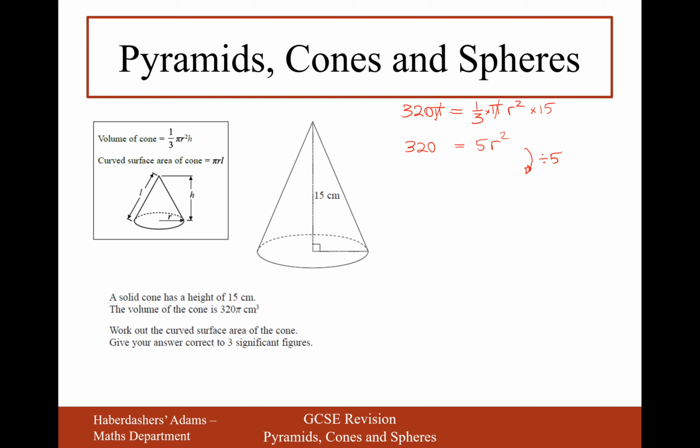320 divided by 5 will leave us with 64. So 64 equals r squared. I've divided by 5 on both sides there. And then we square root, so r equals 8.